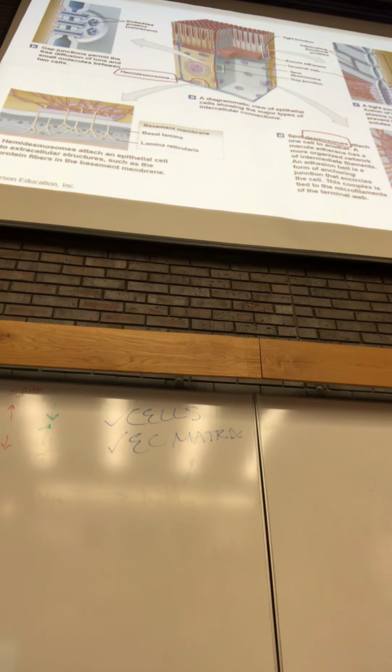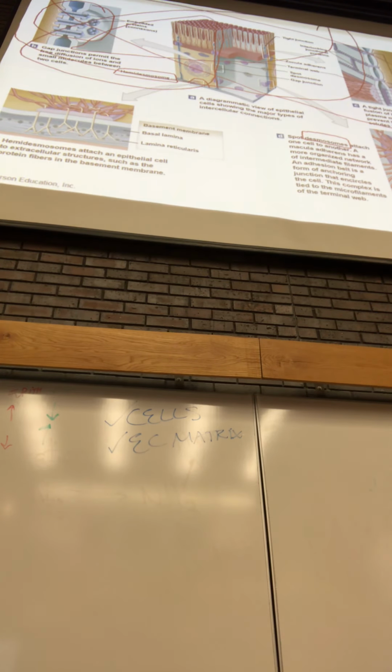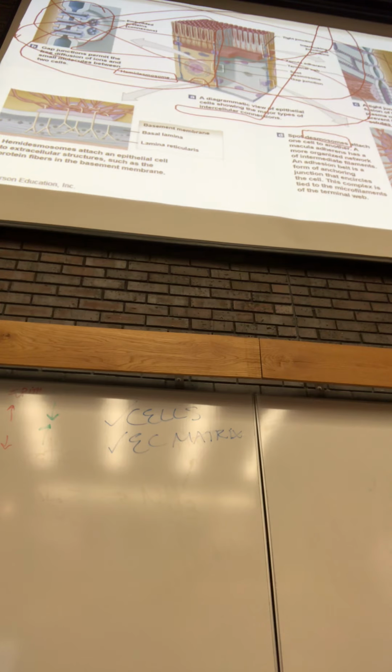Also, there are hollow tunnels between some cells that allow things to freely pass back and forth. These are called gap junctions. These are three types of intracellular connections that are important to learn. Okay.